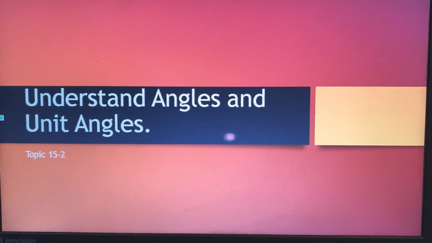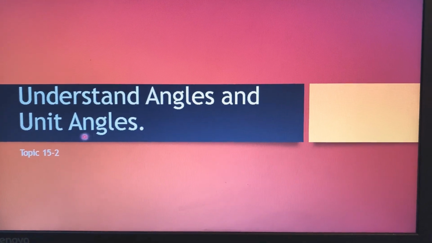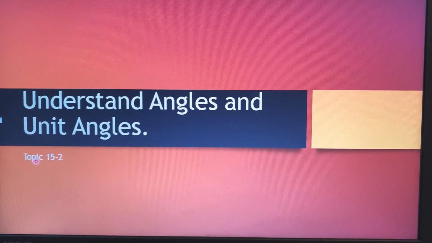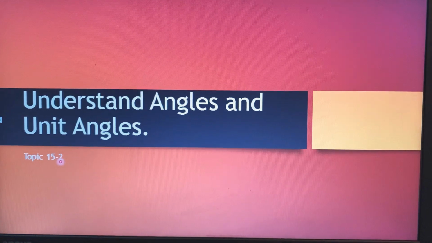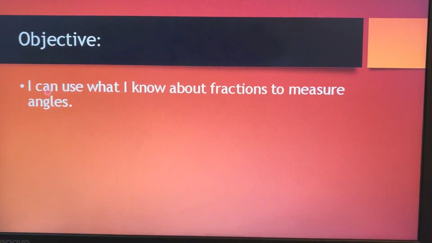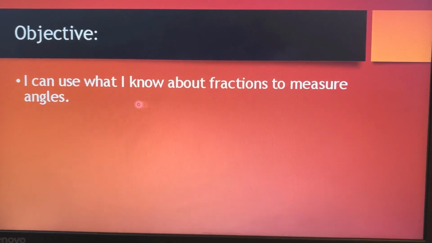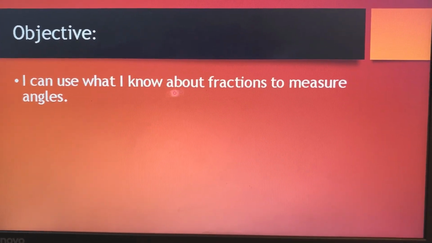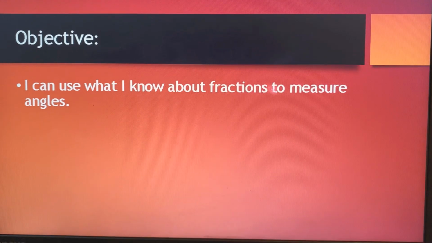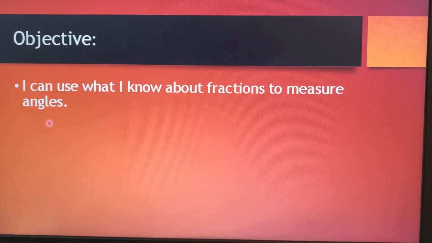Today we're going to understand angles and unit angles. Topic number 15, lesson 2. Objective: I can use what I know about fractions to measure angles. So I'm going to use the fractions today to find or to measure angles.